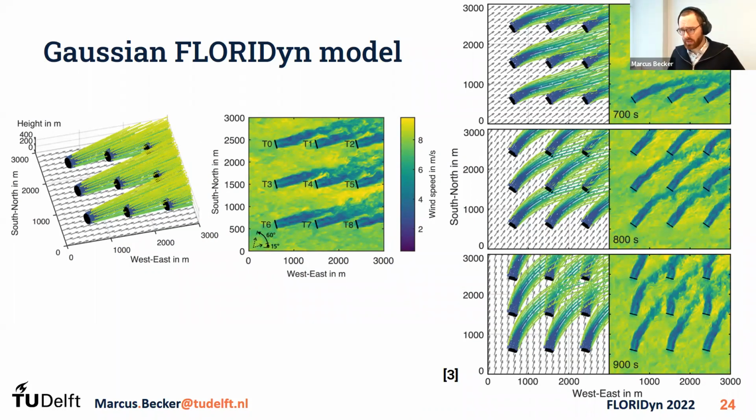So on the right side, you see a slice at hub height, and you see how on the top we have at 700 seconds, how the shifting of the wind direction starts, and then 800 seconds it progresses, and at 900 seconds it's already at the new wind direction. The gray arrows indicate the current wind direction, but you also see that the wakes still need to settle just like they have to do in SOFA.